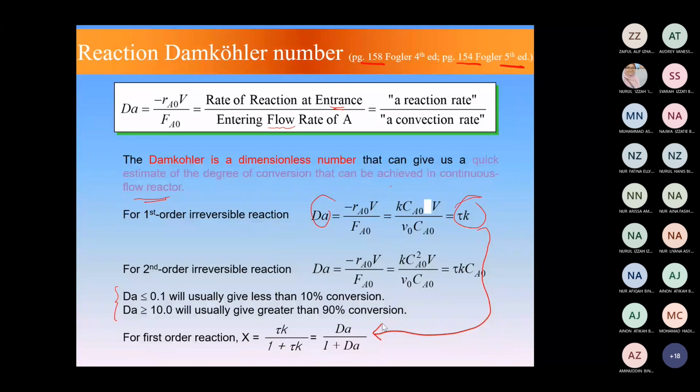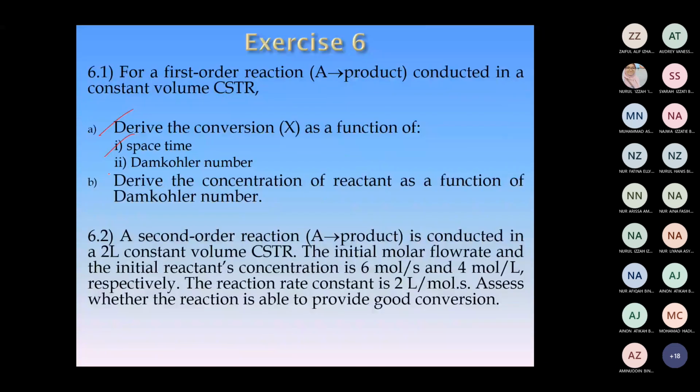So for second order, we will do the question later. Actually I have already derived it for this question, so the derivation is enough. Let's look at number 2. So a second order reaction A to product, which involves negative RA equal to KCA squared, is conducted in the 2 liter constant volume CSTR.